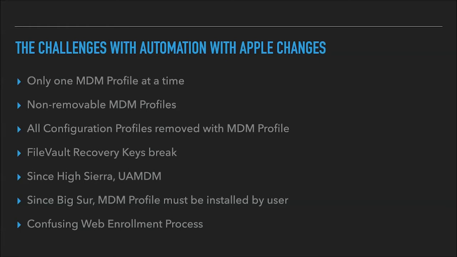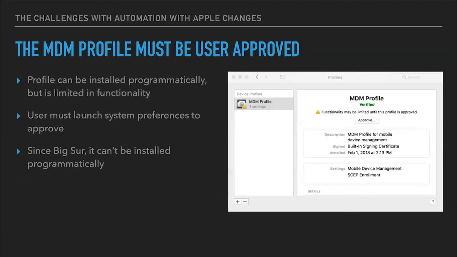Once we do get it migrated over, those FileVault recovery keys break, so we need to reissue those. And then since High Sierra, Apple introduced user-approved MDM profiles, which require user interaction. And then since Big Sur, they took away the ability to programmatically install MDM profiles altogether. And then along with all of this, the web enrollment process since High Sierra has gotten a lot more complicated when enrolling in Jamf Pro. So let's look at each of these individually.